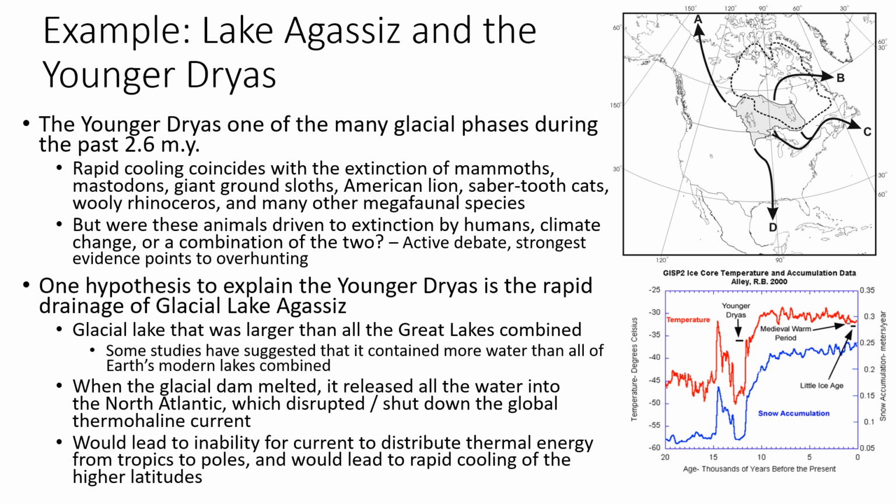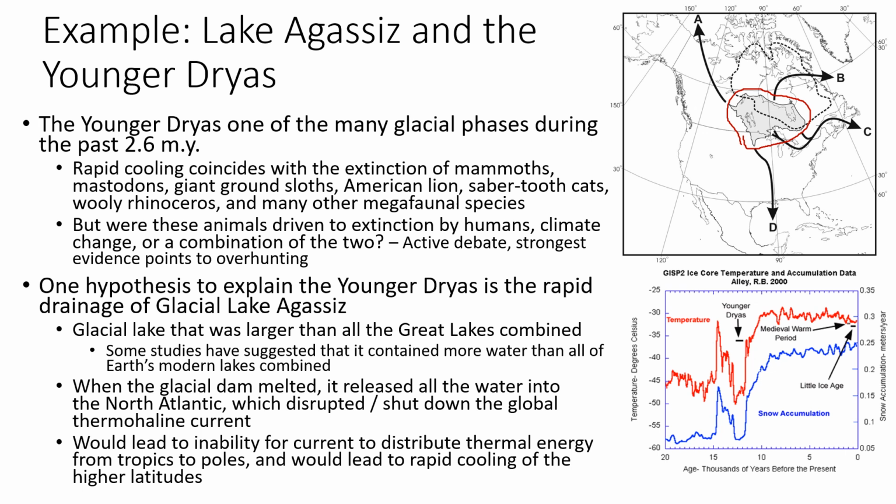Now, one hypothesis to explain the Younger Dryas, this rapid cooling event, was a disruption of the Atlantic Meridional Overturning Current, the AMOC, and that was due to a rapid increase of fresh water into the North Atlantic. There was this giant lake called Lake Agassiz. Lake Agassiz was larger than all the modern Great Lakes combined. So this shaded in area is Lake Agassiz, larger than all the Great Lakes combined today.